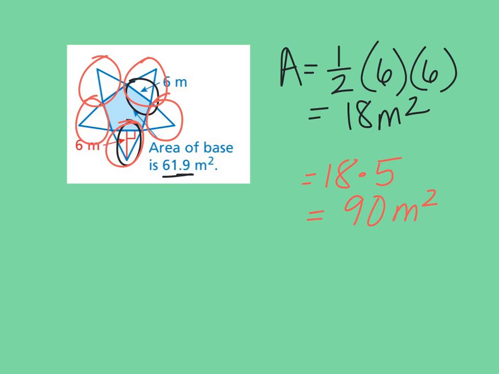Now I'm going to add that to the base that they had given me. So I didn't have to calculate that base, I'm just adding that so I have the total surface area. So 90 meters squared plus 61 and 9/10 meters squared, and I end up with 151 and 9/10 meters squared. Again, when you see problems like this where they've already given you the base, you don't have to do that as a calculation. You're calculating the lateral faces and then adding it to that base that you've been given.